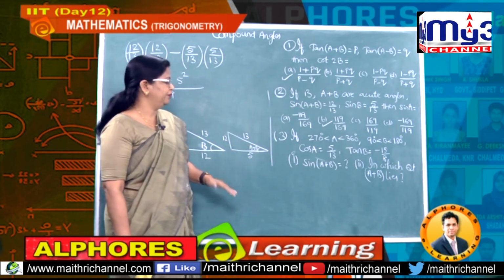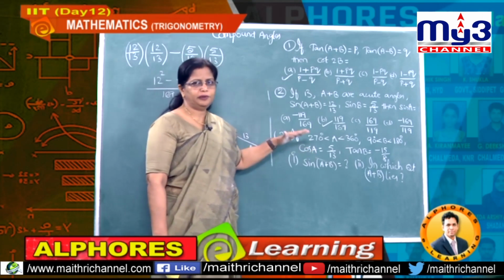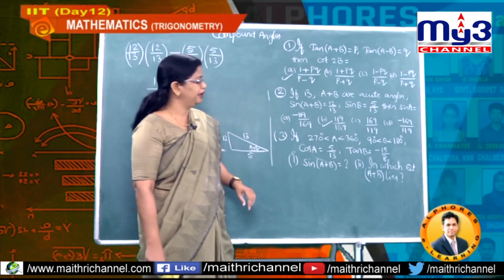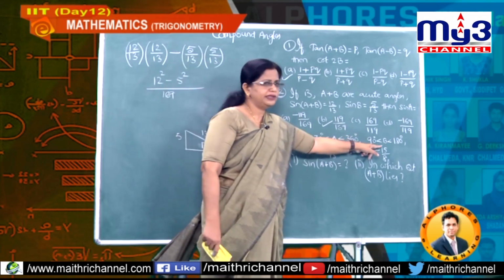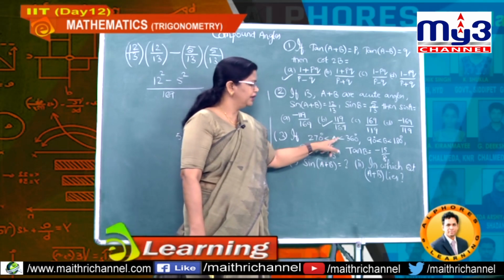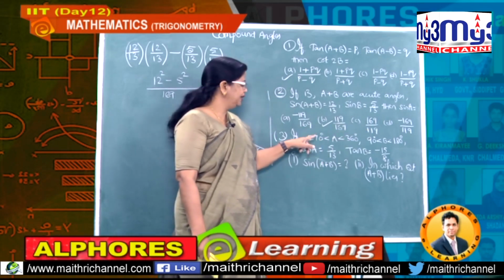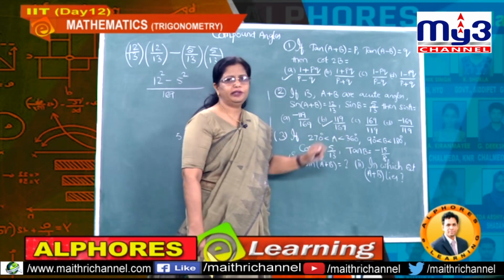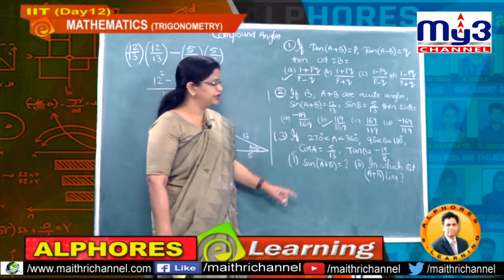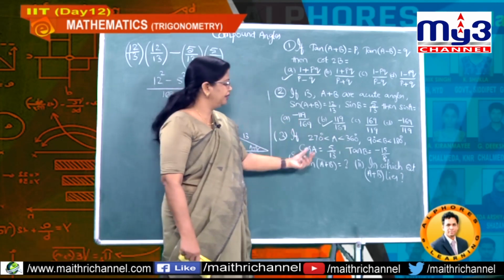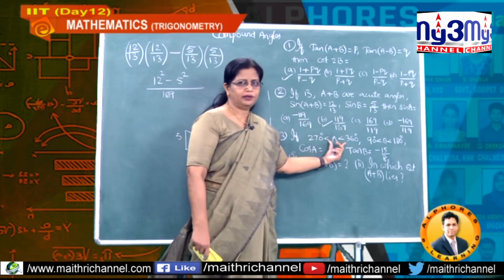Okay. Now, let us observe the third problem. What is the third problem given? In the third problem, different angles are given. One is A and the other one is B. So how is A here? A is in between 270 and 360 degrees. So 270 and 360 means in which quadrant does it fall? It falls in the fourth quadrant, understand?